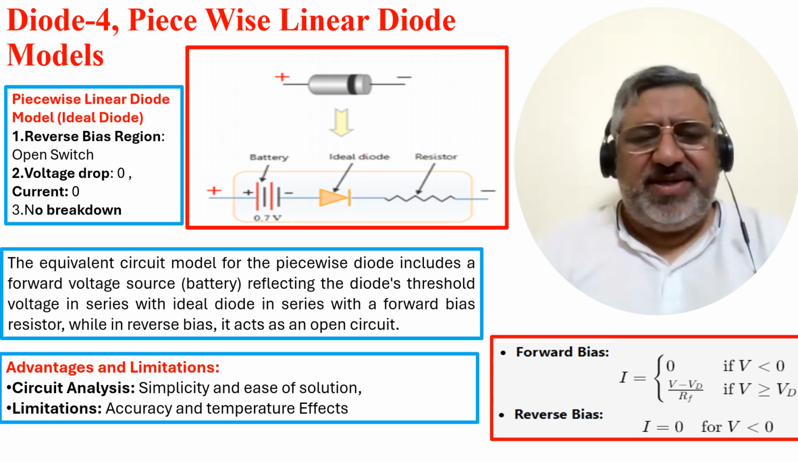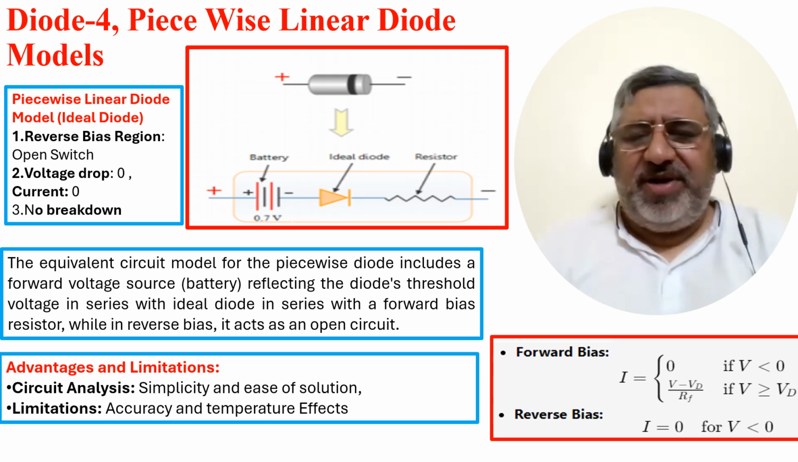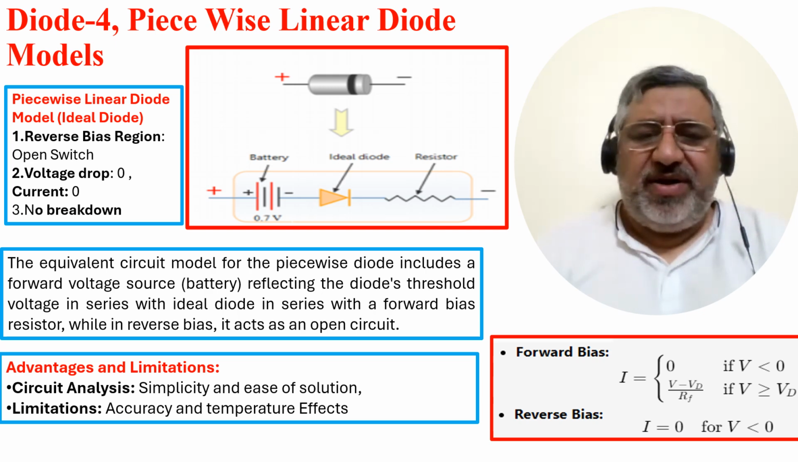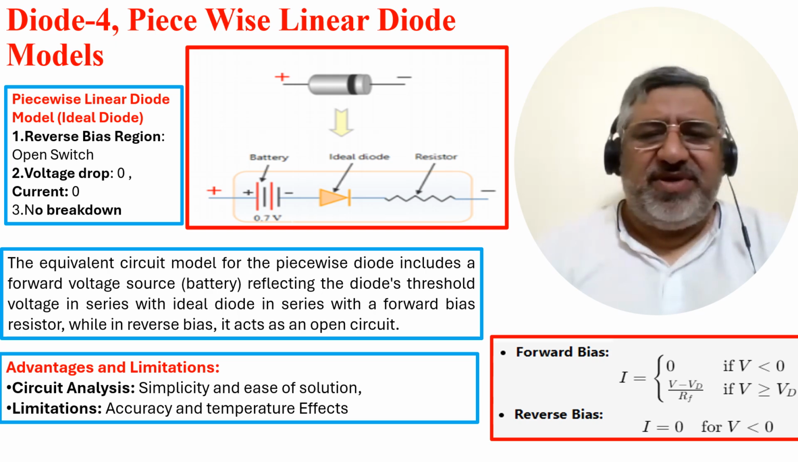One of the most important limitations is lack of accuracy. The model does not accurately represent the exponential current-voltage relation of a real diode, especially at lower current or lower voltage near the threshold. Another important limitation of the piecewise linear diode model is lack of temperature dependence, because it does not account for changes in diode behavior due to temperature variation. And the third limitation is that the piecewise linear diode model does not account for breakdown voltage, which is a real behavior of many real diodes.